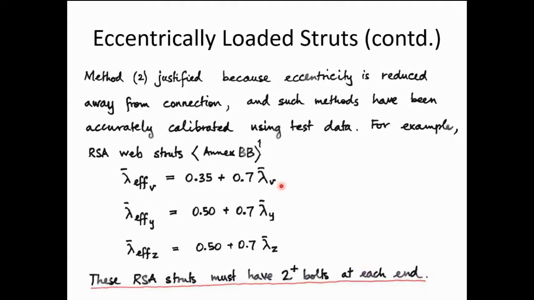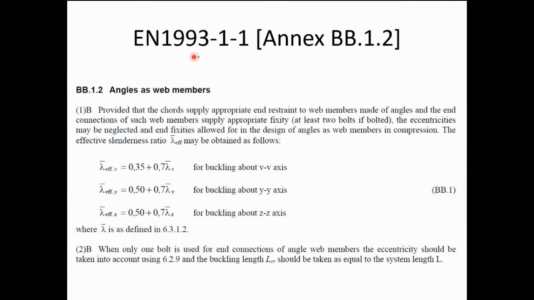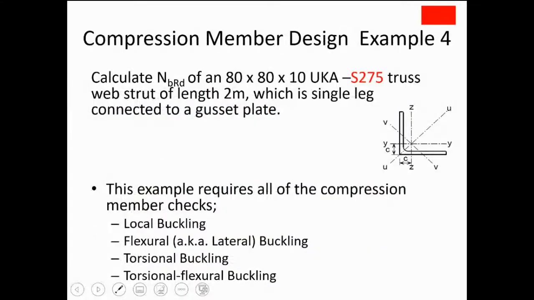We're going on to doing our project. We're going to use this in our project, so I'll explain all this in more detail when we get on to the project. Effectively, we calculate the normalised slenderness values very similarly, and then we use these formulas to get the effective values. So that's it directly from Eurocode 3, Part 1, Annex BB.1.2. In there, it says if we have at least two bolts, we can use this for buckling about the v-axis, the y-axis, the z-axis. We're using the normalised slenderness value as per the definition that we used previously. If we've only one bolt for the connection at the end, eccentricity should be taken into account using 6.2.9 in the booklet. Typically, we'd have two bolts, so we don't have to worry about that.